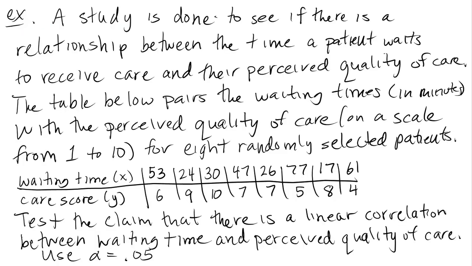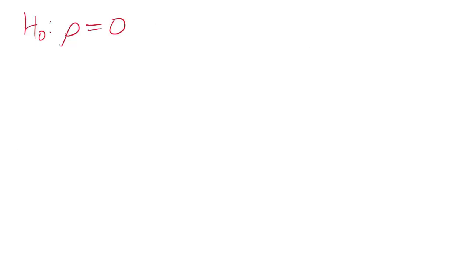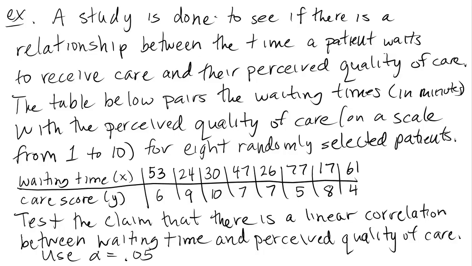The alternative hypothesis will be the claim that there is a linear correlation, and since it doesn't specify a direction, we'll use the not equal to symbol. Alpha has been set to 5% again, 0.05. The evidence is the raw data, and we're just going to put that into the calculator.